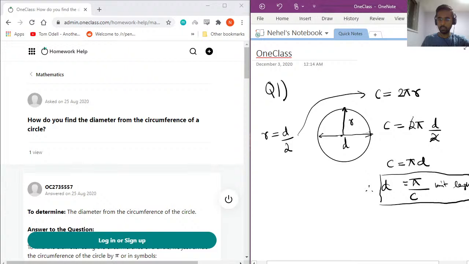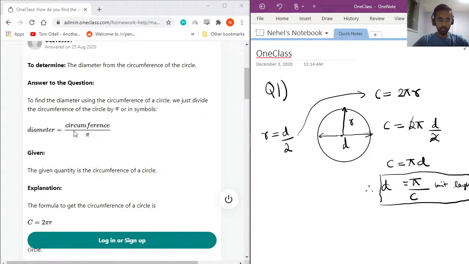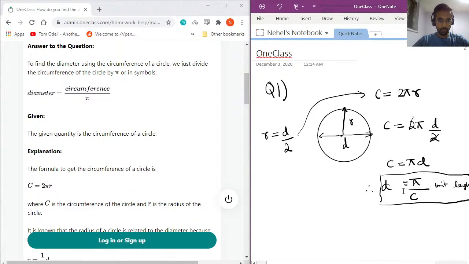So the key takeaways from this question would be to recall the formula of circumference of a circle and to know that the radius is expressed as half of the diameter of a circle. So yeah, that's the final formula. Let's make sure that it's correct. So diameter is equal to circumference over pi is the final answer.